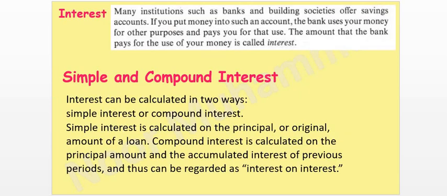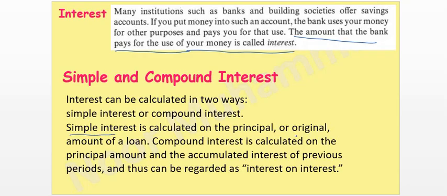So let's see quickly what is interest. Many institutions such as banks and building societies, when you deposit your money over there and they use your money, then because they are using our money, the amount that the bank pays for the use of your money is called interest. Now the interest can be of two types, simple and compound interest. What is simple interest?